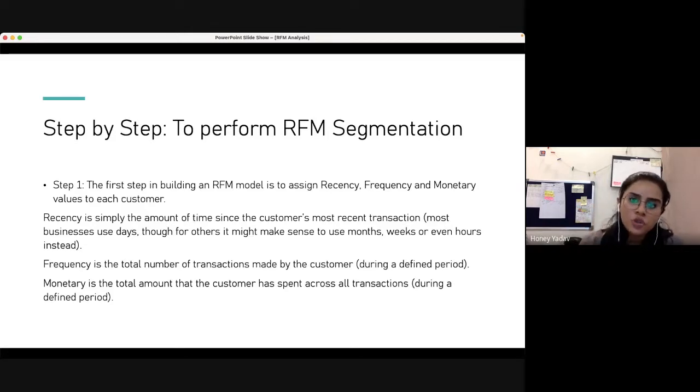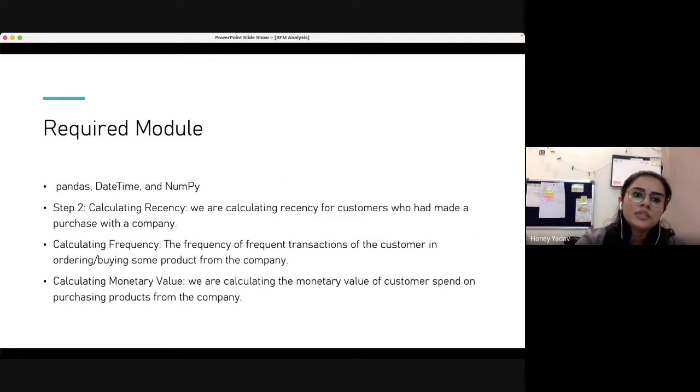And in the second step, the modules that we will be using are pandas and datetime. Datetime will be used to calculate from the transactional date, and numpy. So in step 2, we will calculate the recency, the frequency and the monetary value. Hence we will figure out how many customers have a particular recency value, a particular frequency value and a particular monetary value.